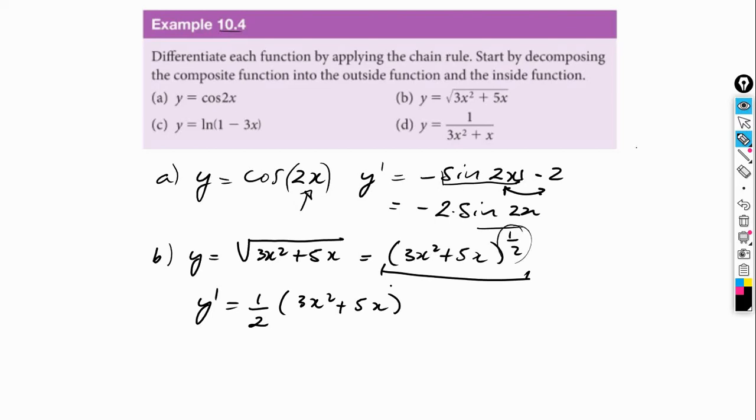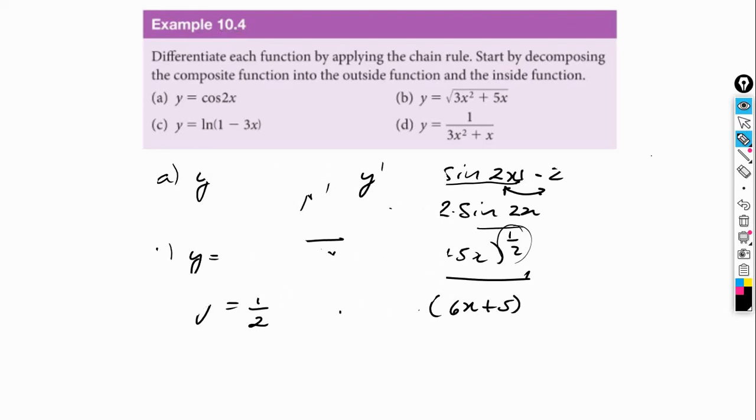So this would be negative 1/2. But we also have to times it by the derivative of the inside function. So times 6x plus 5. And then this would be the derivative for b.